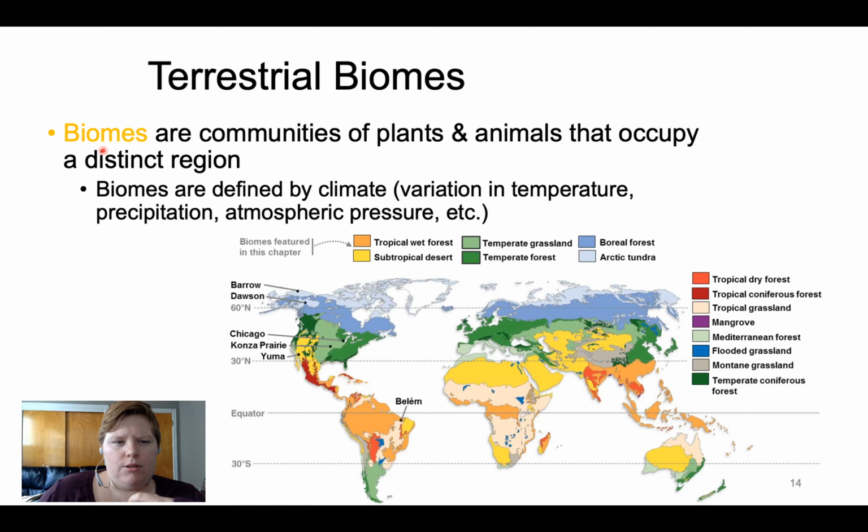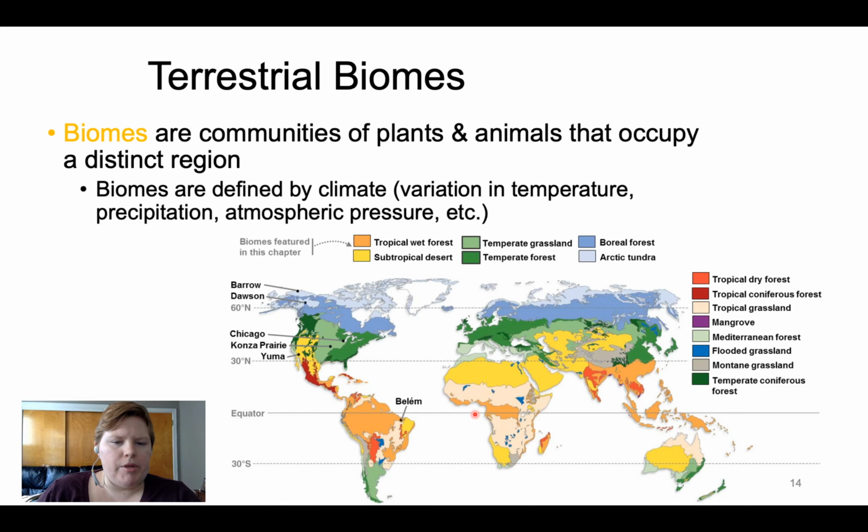So biomes are defined by the types of organisms that are living in a certain place and by what that climate is like. And so on this figure, you can see, based on color, a lot of the different habitats and areas and where they lie on the globe. So looking at the equator, the very middle of the Earth, and going either north or south, and seeing how the climate varies in these different places.